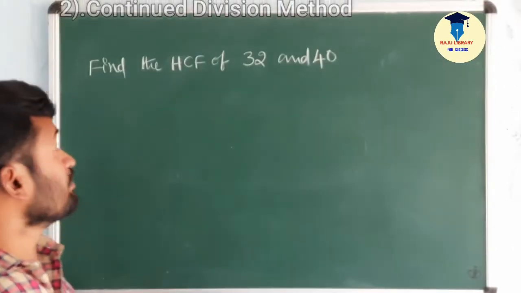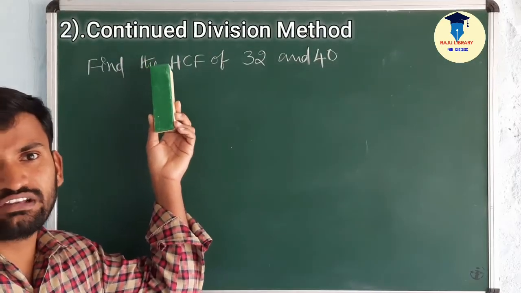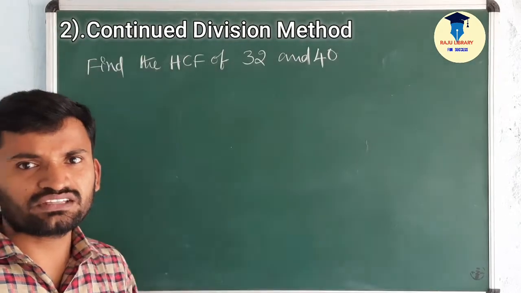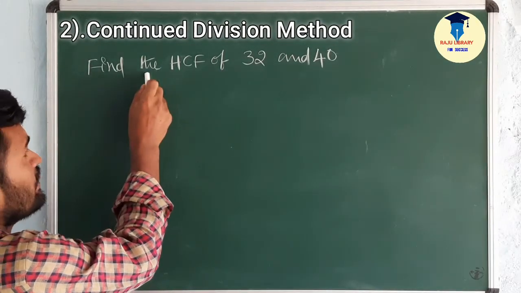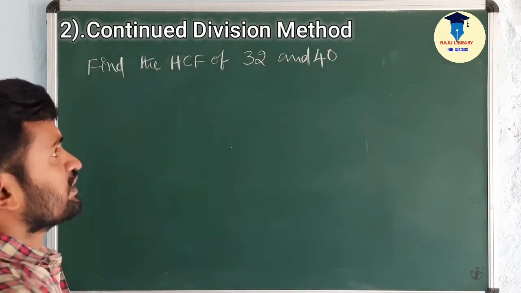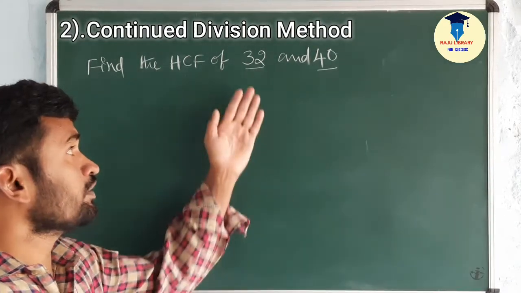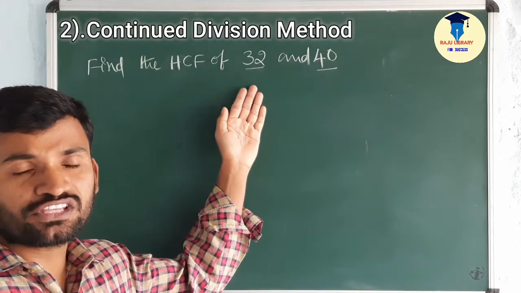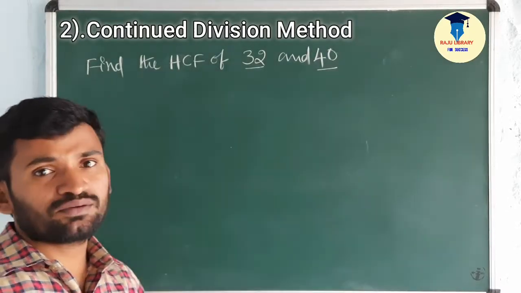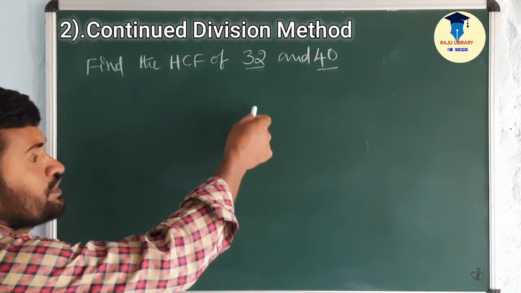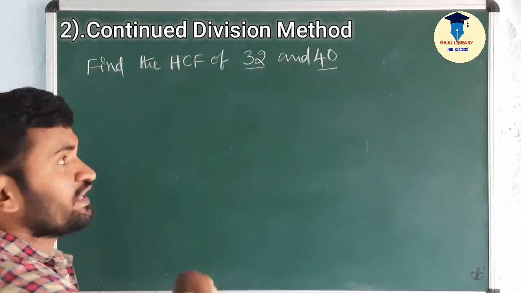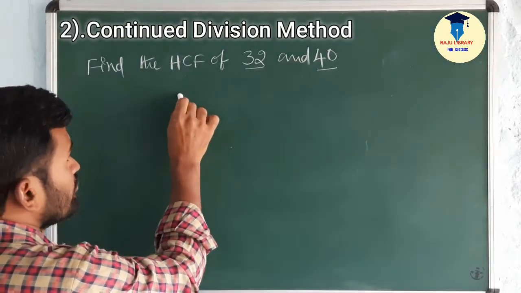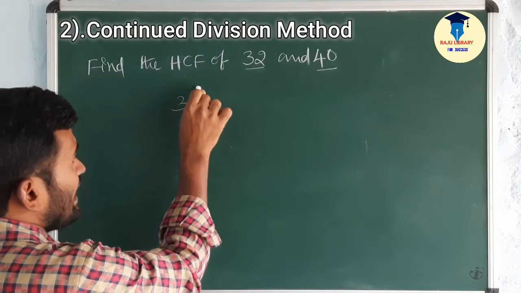So 4 is the HCF of 12, 16 and 28. Okay, the second method is the continued division method. There is one problem: find the HCF of 32 and 40. We have to identify which is the smallest number and which is the biggest number. Here 32 is smaller than 40 and 40 is bigger than 32. So here we have to take 32 as a divisor.